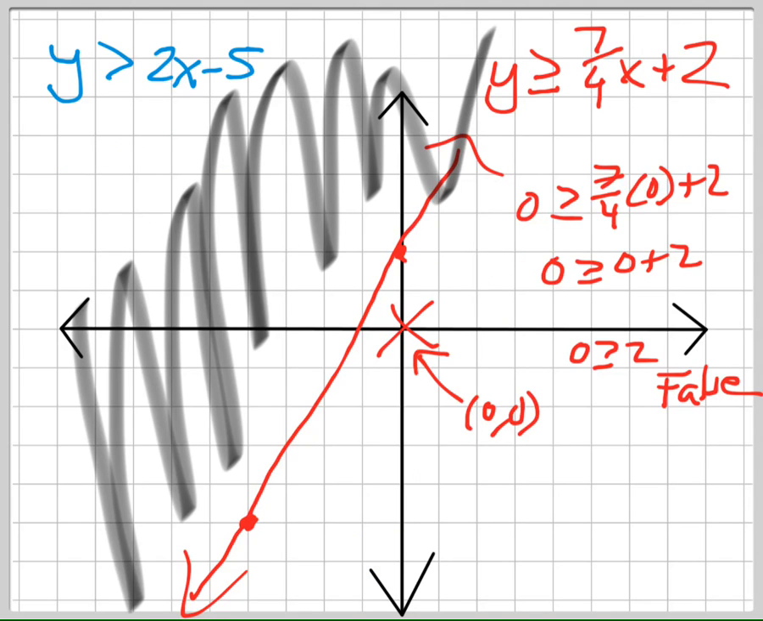So number 6 should look like that. It should be a solid line, and it goes through 2 on the y-axis. And you should shade the left side because (0, 0) is not a solution, so you would shade the other side. Okay. How do you feel about those? All right? Great. Good. That's the solution region. All right, flip over to the back.